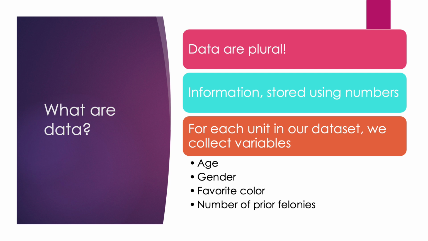So before we get into working with data, first let's talk about what data are. First of all, data are plural. A data frame is a file made up of many different pieces of information, often stored using numbers. And a data set is made up of all these pieces of information about multiple units. And these pieces of information about each of these units are called variables. So let's say we have a data set about people. That's our unit. And for each person, we might collect some information like their age, their gender identity, their favorite color, or maybe their number of prior felonies.